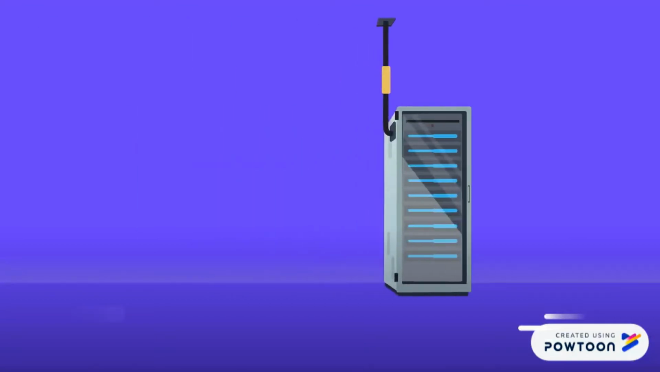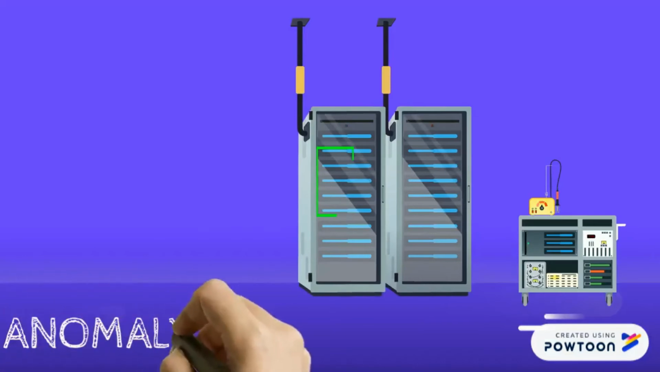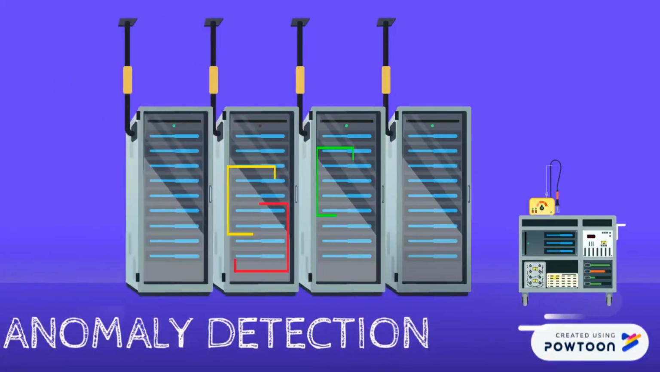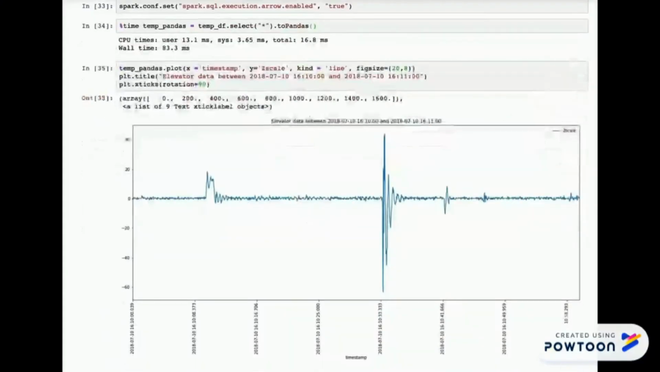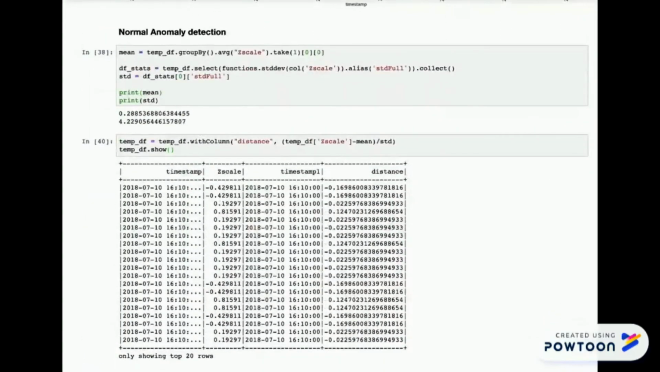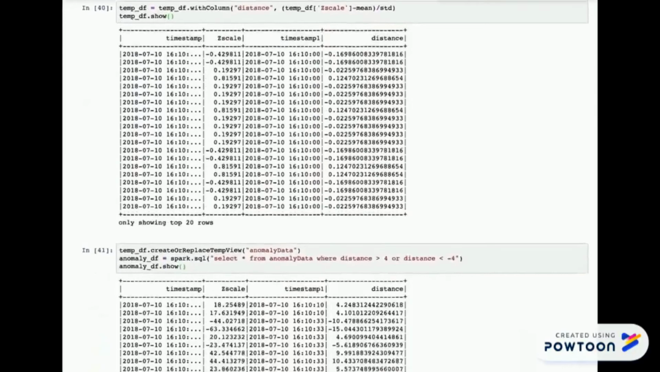Our initial idea was to implement a standard anomaly detection without machine learning to capture normal peaks of acceleration and deceleration. Here is an example of an anomaly that occurred at 1633. First, the distance for each point was calculated using mean and standard deviation.